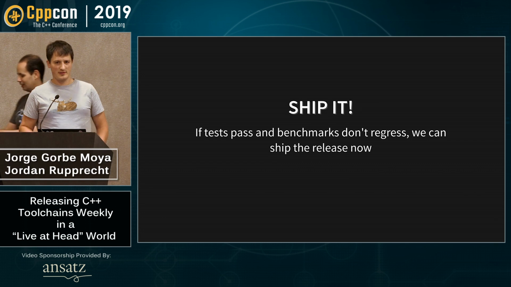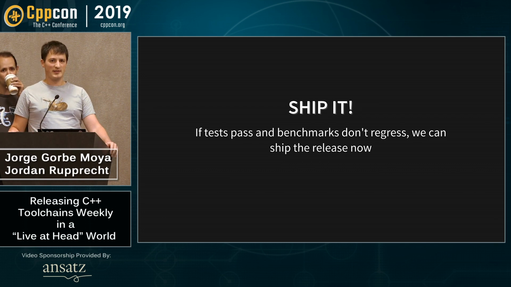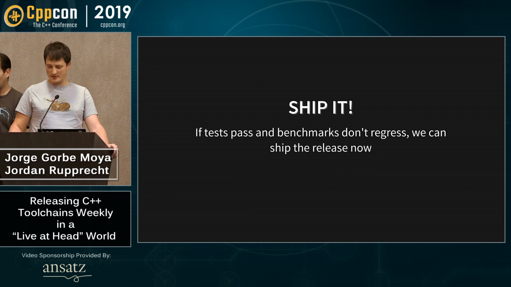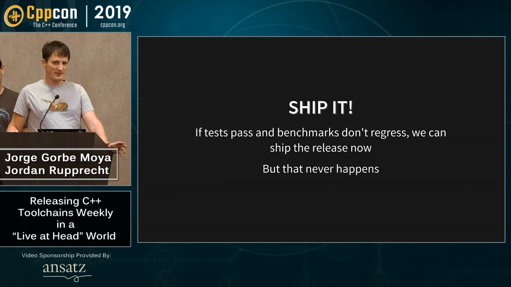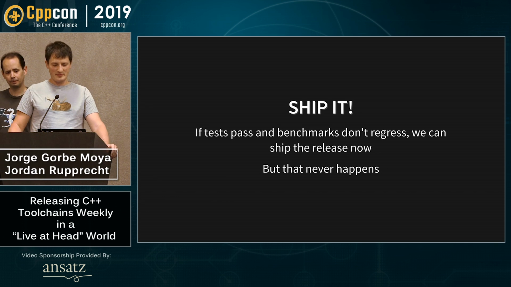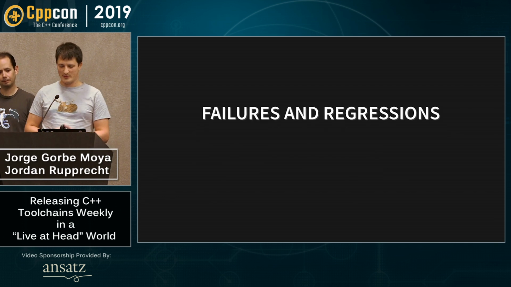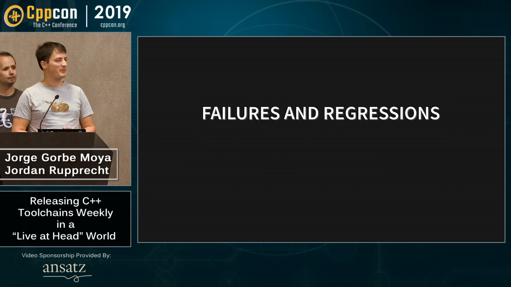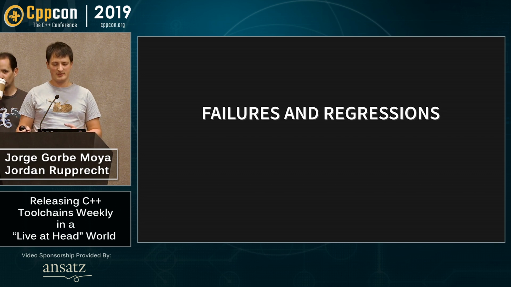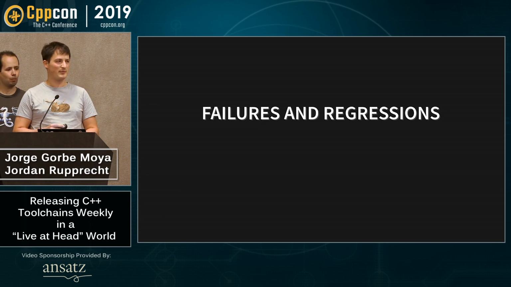Yep. So that's sort of the process of how we test things and how we benchmark things. And once that all looks good, then it's time to ship it. But of course, there's always something that comes up. So we have tons of failures and regressions. They might be build breakage, performance regression, test failure, whatever it is. And we think there are three basic things that apply to a lot of these situations.